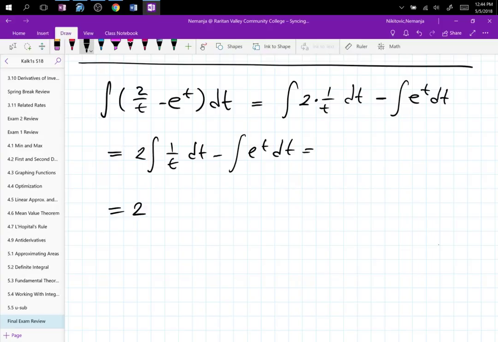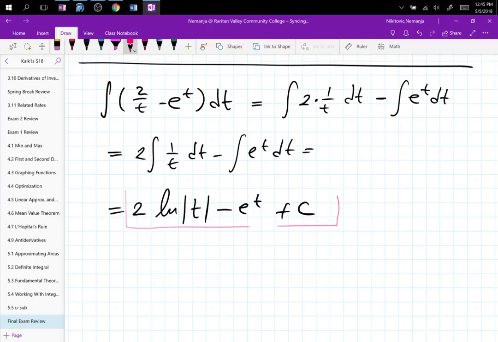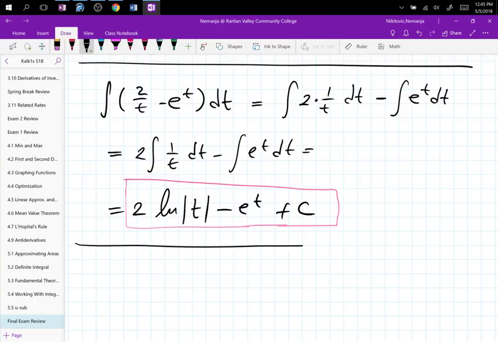Copy 2. And what's the integral of 1 over t? ln of absolute value. Very good. ln of absolute value of t minus e to the t plus c, and we call it a day there. Okay? Any other questions?